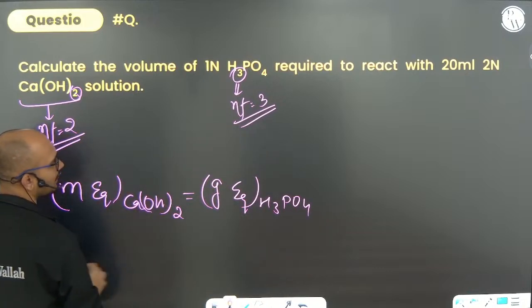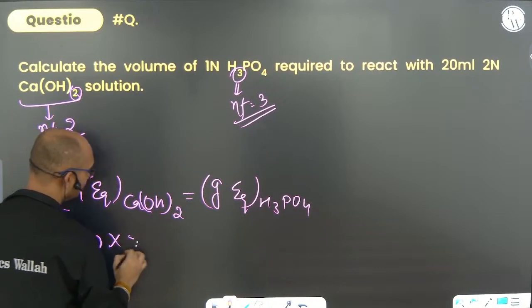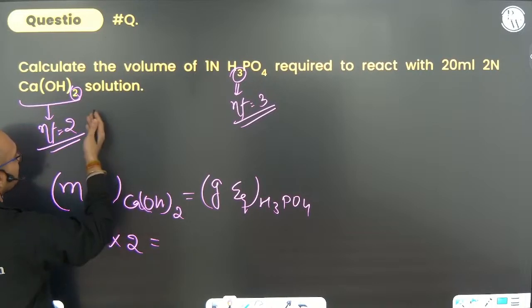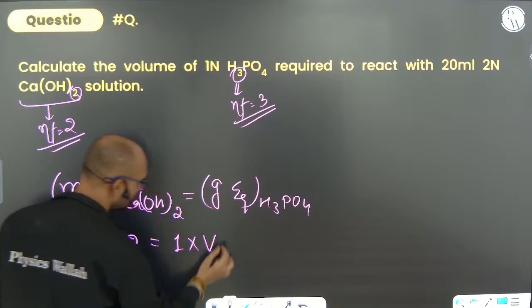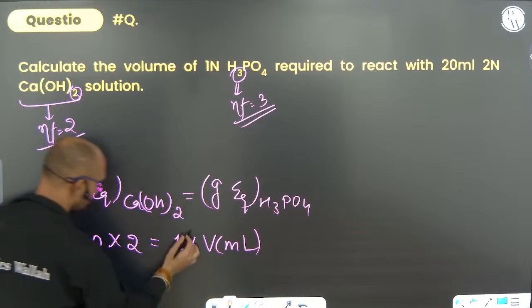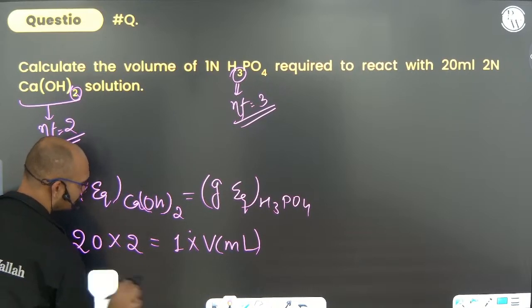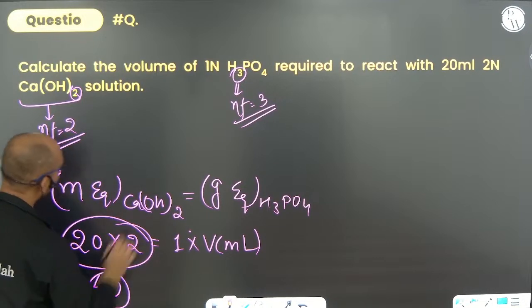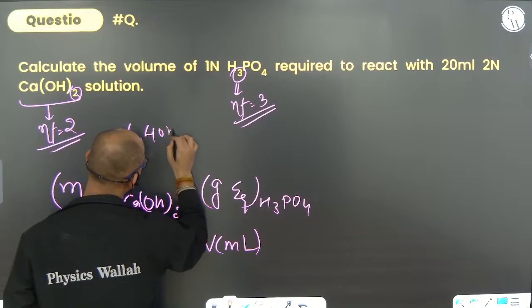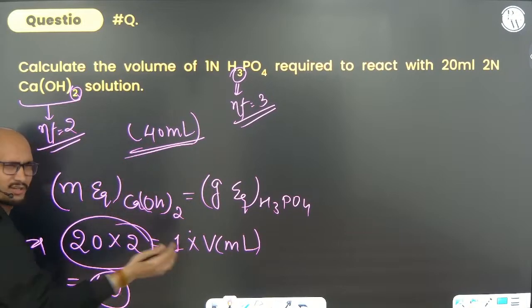Here calcium hydroxide is 20 into 2. For H3PO4, normality is 1, into volume in milliliters. So the volume of H3PO4 will be 40. The answer is 40 milliliters. Not a big deal, this became very easy.